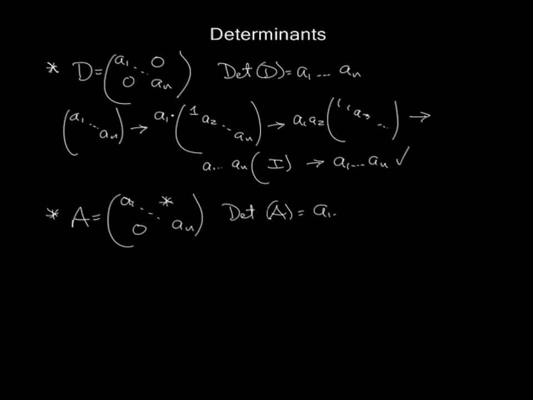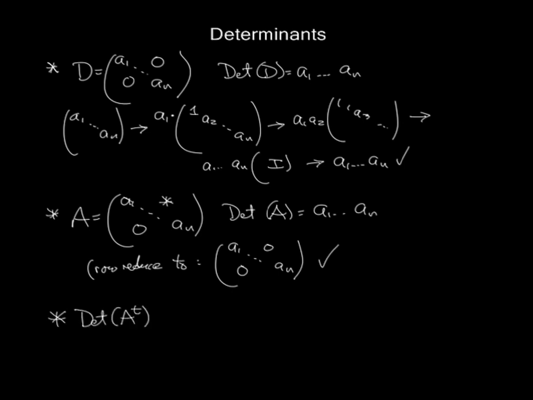Also, the determinant of an upper triangular and a lower triangular matrix are the product of the diagonal entries. And that's because if you have such a matrix, you can row reduce it to the diagonal matrix. You can kill all of the entries above the diagonal.